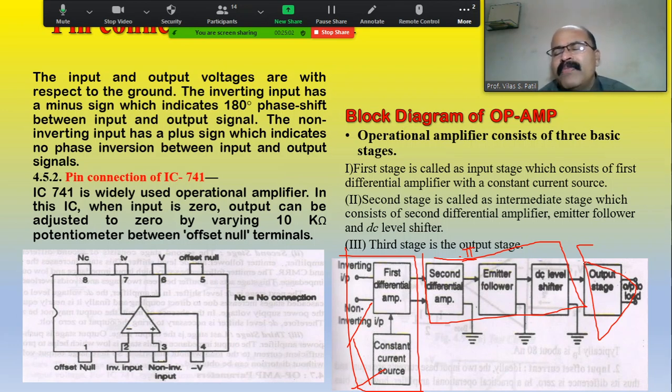Level shifter can shift the output up or down, and the last stage will be known as the final stage, and the final stage is the output stage, and the output stage is shown here with the output material. That's why the output stage is very essential in this case. Okay.